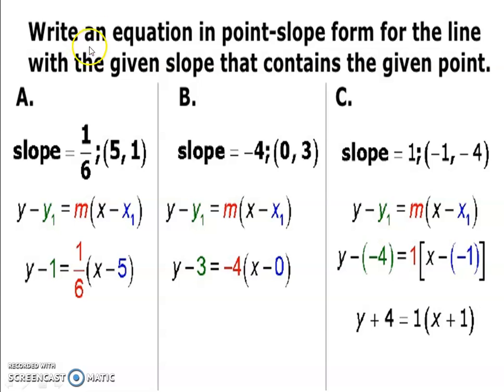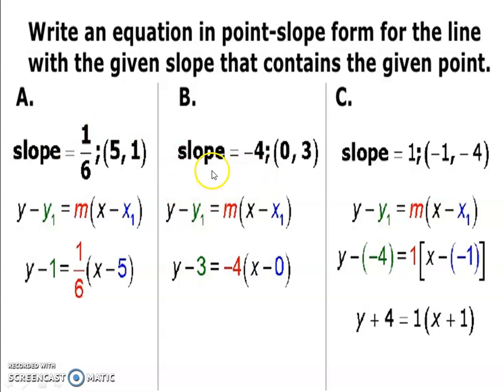Write the equation in point-slope form for the line with the given slope that contains the given point. If the slope is 1/6 and the point given is (5, 1), then x1 is 5, y1 is 1, and m is equal to 1/6. We have the equation of a line: y minus y1 is equal to m times (x minus x1). We put in the values: y minus 1 is equal to 1/6 (x minus 5).